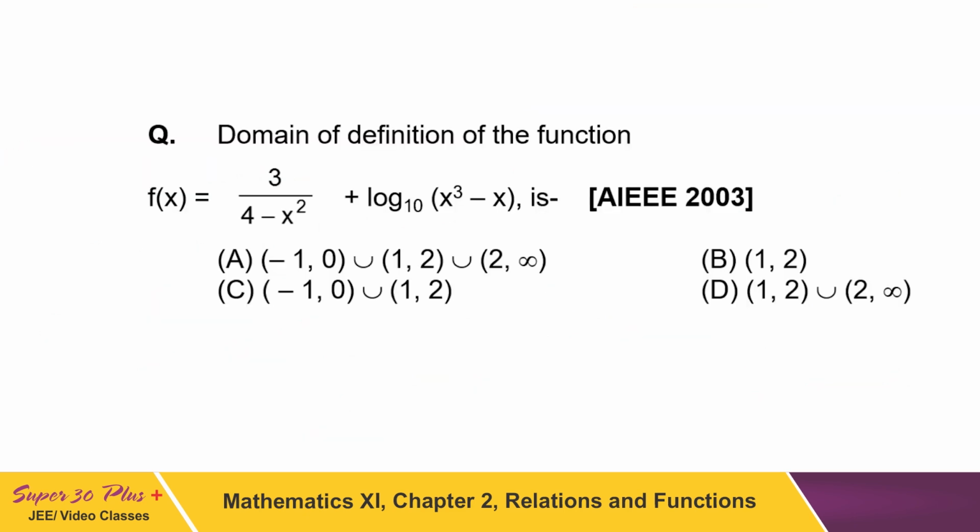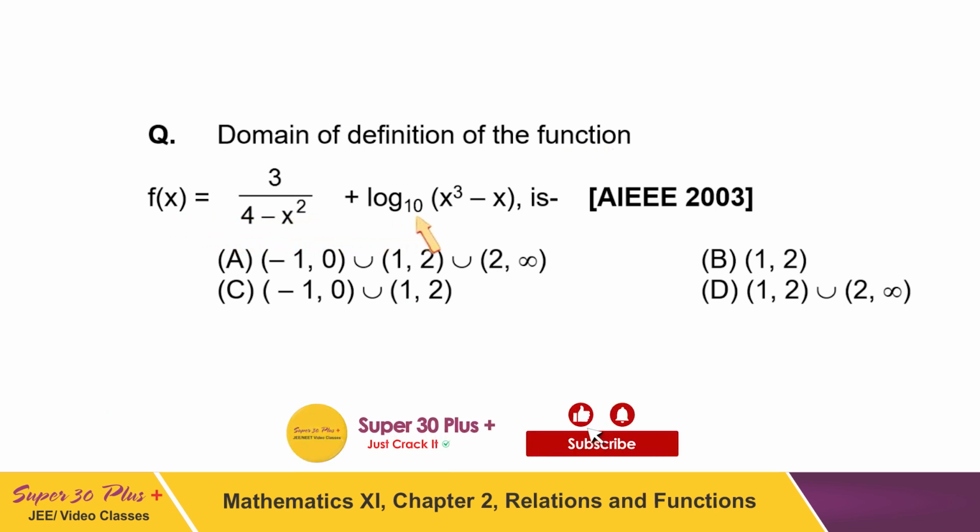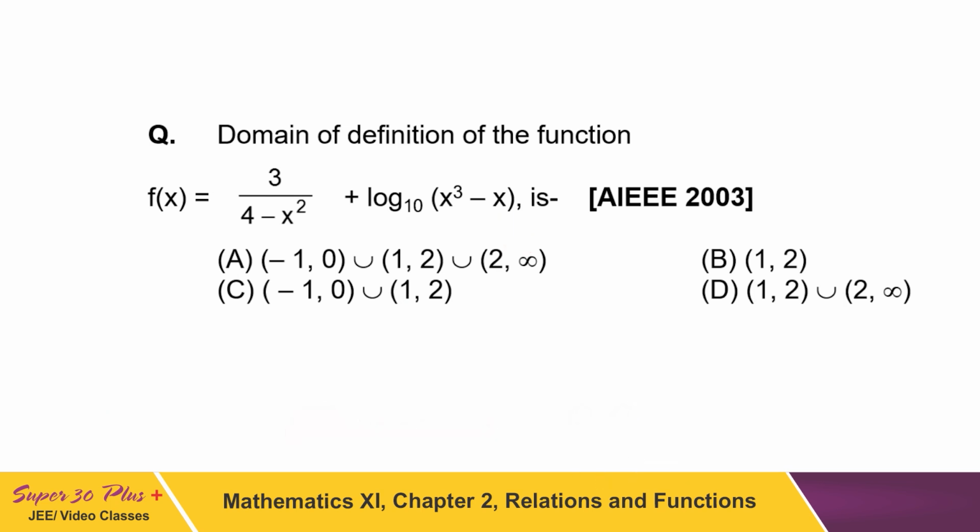Students, this question came in the JEE 2003 examination. Domain of definition of the function f(x) is equal to 3 upon 4 minus x square plus log base 10 of (x cube minus x). This is the type of D1 intersection D2. Means the function f(x) has two parts. One is this and second is the log function. We have to find the domain such that both of the functions are defined on that domain.